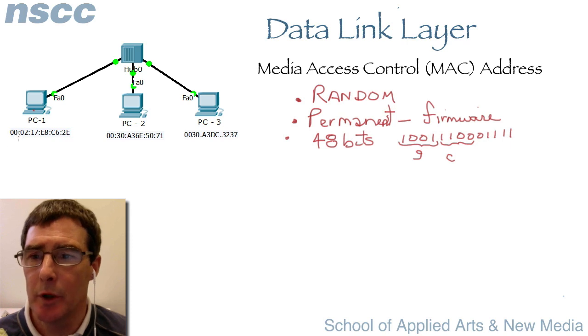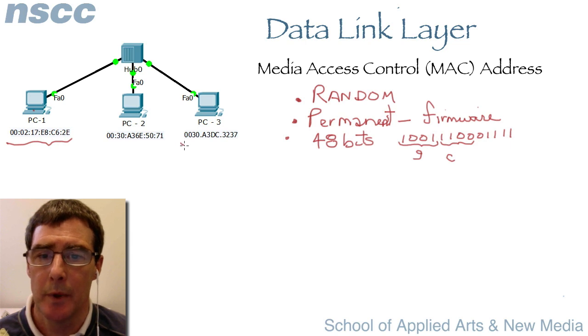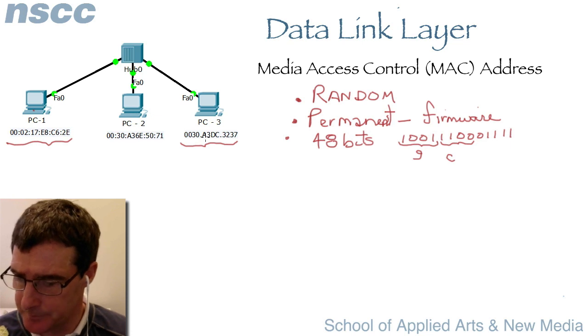We typically put colons. We have 2 digits, we put a colon, 2 digits, and another colon, so you'll often see it written like this. But Cisco, in their Packet Tracer, puts 4 together with a dot between them. So you'll see them in both these ways. But you'll see that this is somewhat random.